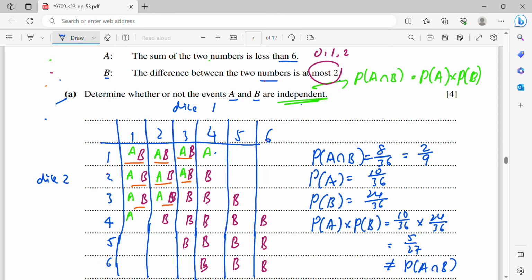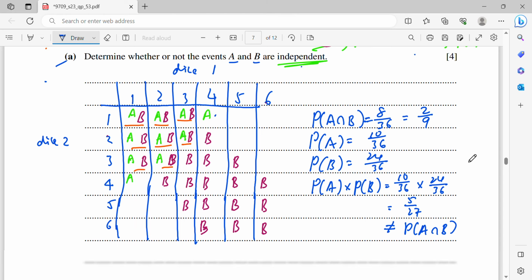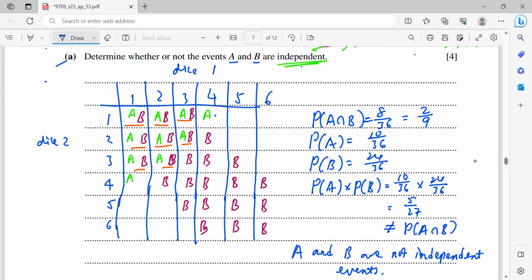So when independent, they will be equal. But now since they are not equal, that means the conclusion is they are not independent. So now A and B are not independent events. Okay, so that's the solution for A.